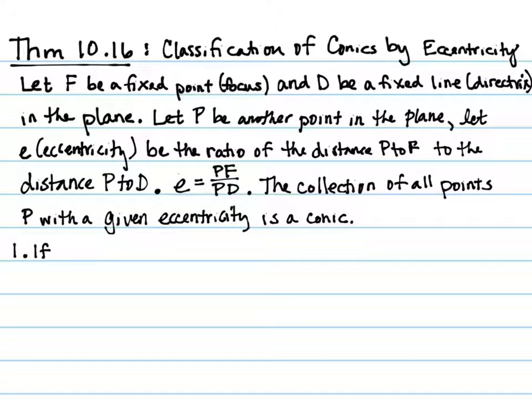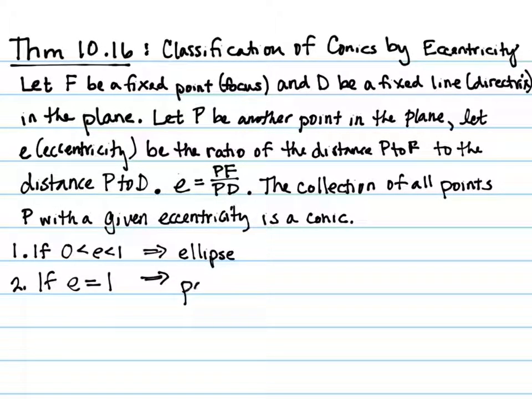If the E value is between 0 and 1, it's an ellipse. If eccentricity is equal to 1, it's a parabola. And if that eccentricity ratio is greater than 1, it's a hyperbola.